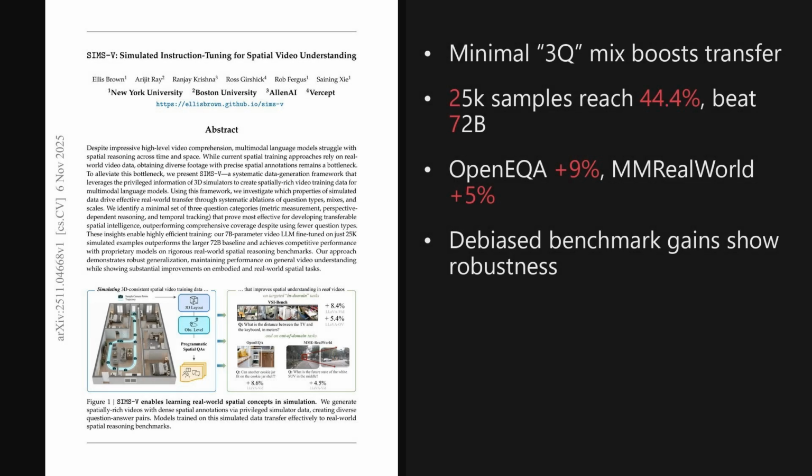Wrapping up, 2 takeaways stand out. First, a small 3Q mix of measurement, perspective, and temporal tracking drives sim to real transfer, beating much larger models with just tens of thousands of examples. Second, spatial tuning improves embodied and real-world tasks while preserving general video skills.